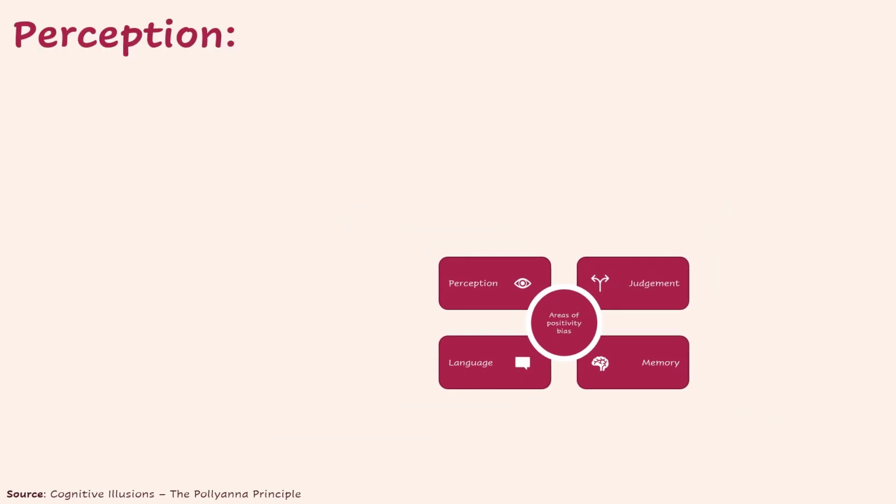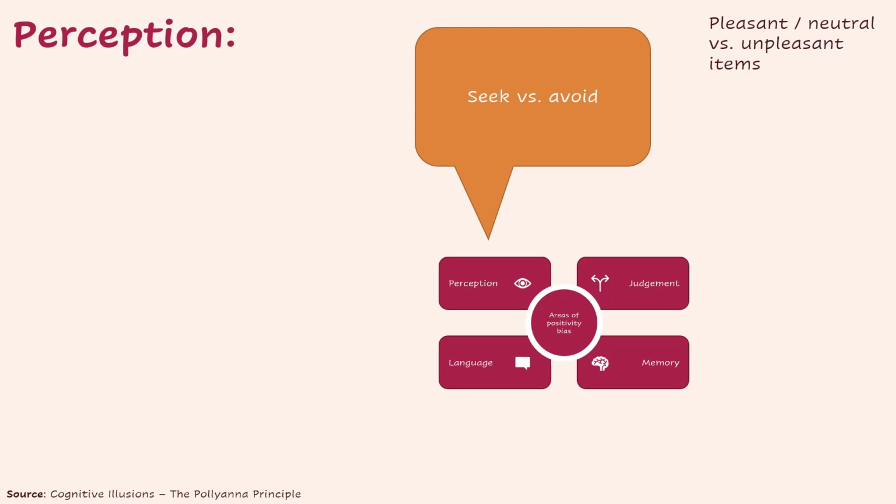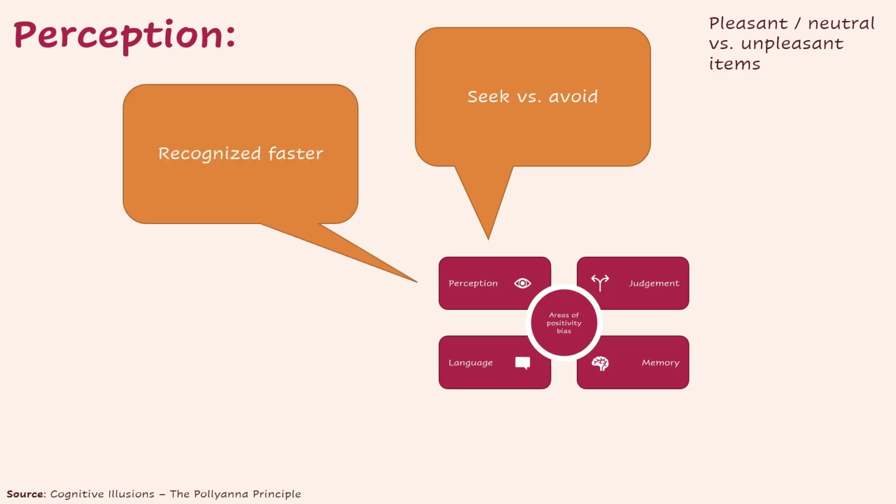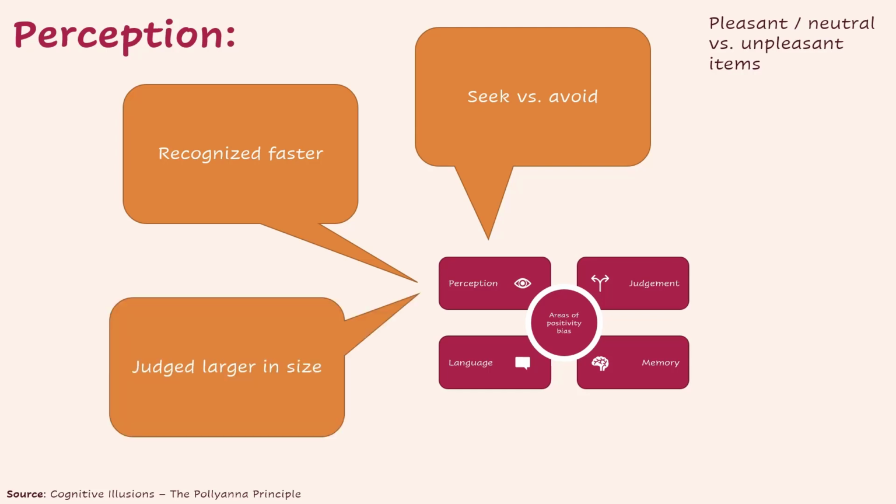Perception. We seek pleasant items and we avoid unpleasant items. We recognize pleasant items faster than we recognize unpleasant items. And we also judge pleasant items as larger in size versus negative items.